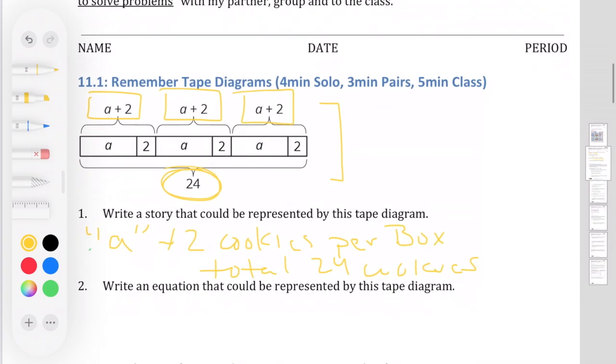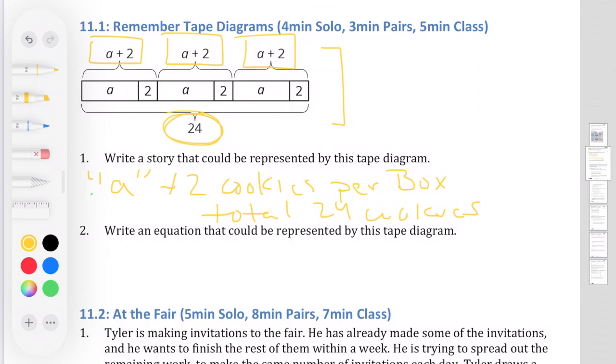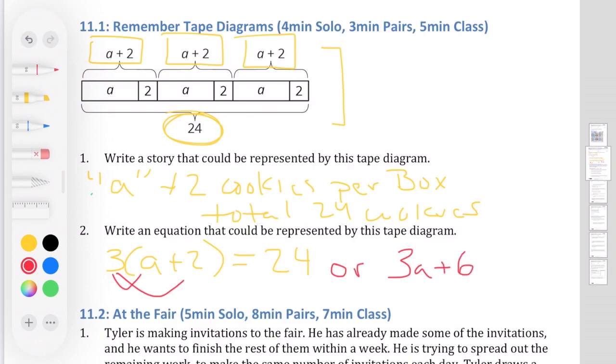Now we could write this equation 2 ways. Anytime I have a certain number of boxes or x's or variables, I like to put that outside the parentheses, and then a + 2 is what goes into each box, and then we had a total of 24. The other option is to distribute this and multiply 3 times a, and then 3 by 2, and you get 3a + 6 = 24, and that's if we distribute, of course.